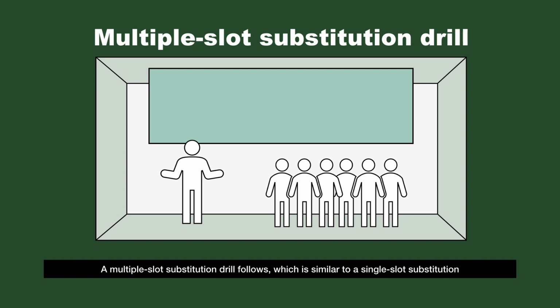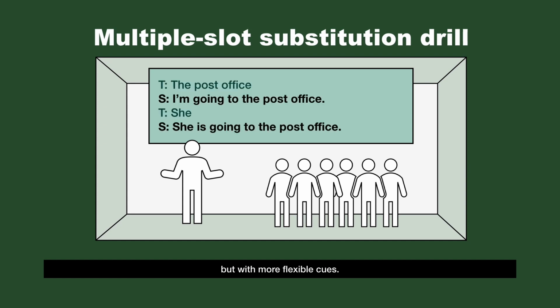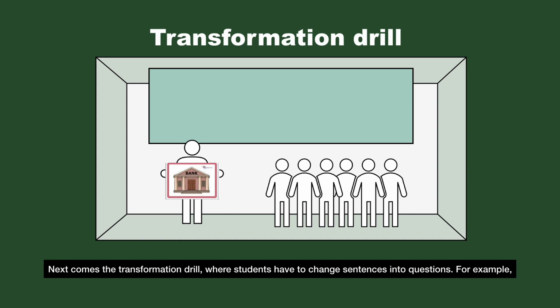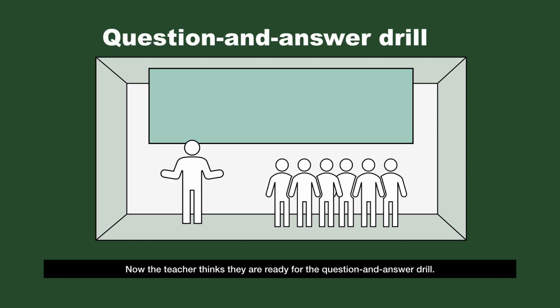A multiple slot substitution drill follows, which is similar to a single slot substitution. For example, the teacher might first provide a location cue, like the post office, and then switch to a subject cue, such as she, prompting the students to adapt their responses accordingly. Next comes the transformation drill, where students have to change sentences into questions. For example, the teacher says, "I'm going to the bank," and the students transform the sentence into a question. "Are you going to the bank?"